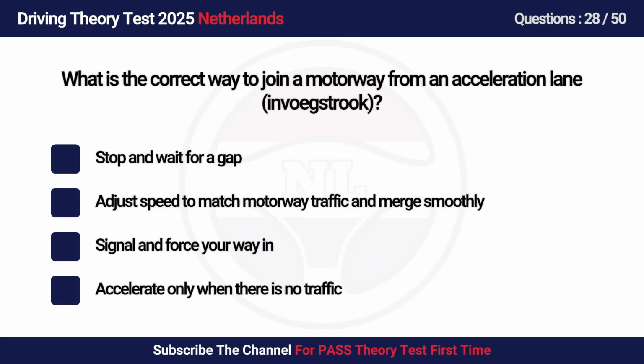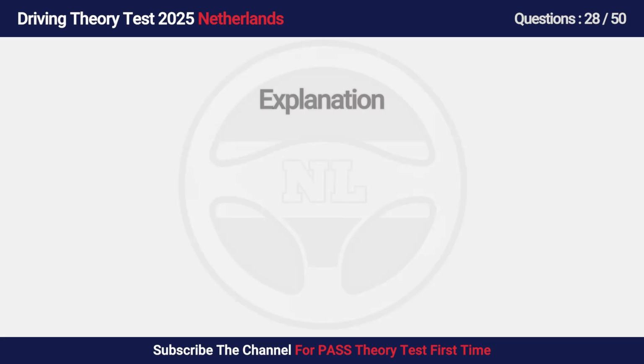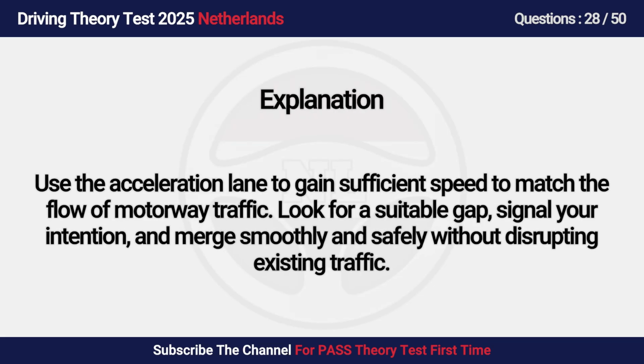Question 28. What is the correct way to join a motorway from an acceleration lane? A. Stop and wait for a gap. B. Adjust speed to match motorway traffic and merge smoothly. C. Signal and force your way in. D. Accelerate only when there is no traffic. Answer is B. Adjust speed to match motorway traffic and merge smoothly. Use the acceleration lane to gain sufficient speed to match the flow of motorway traffic. Look for a suitable gap, signal your intention, and merge smoothly and safely without disrupting existing traffic.